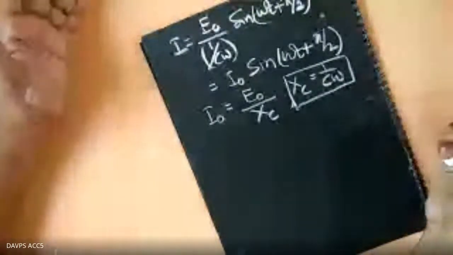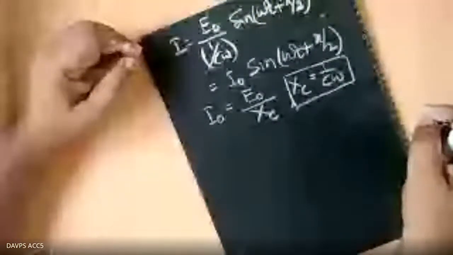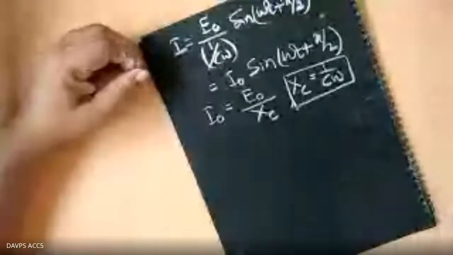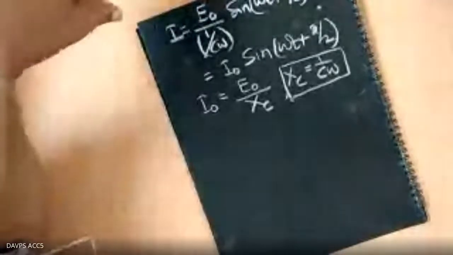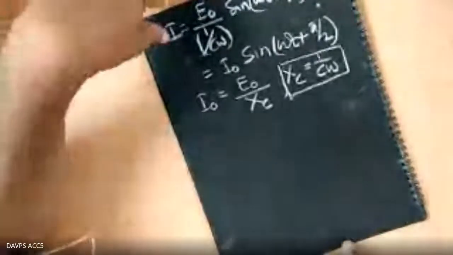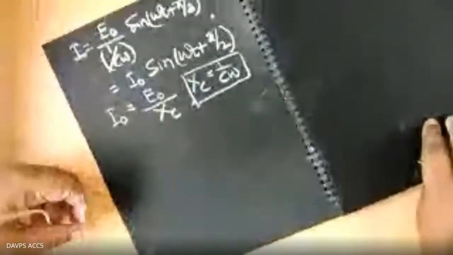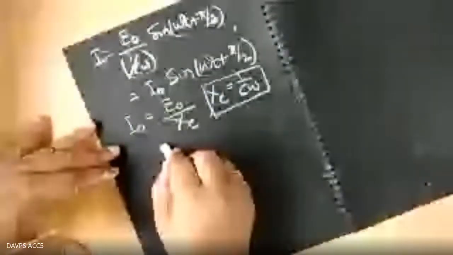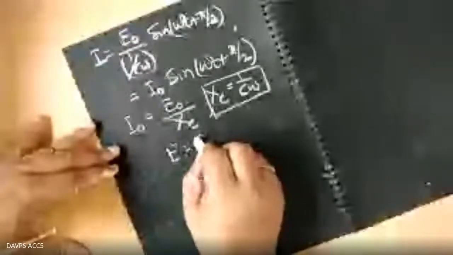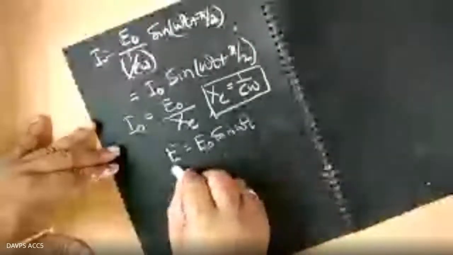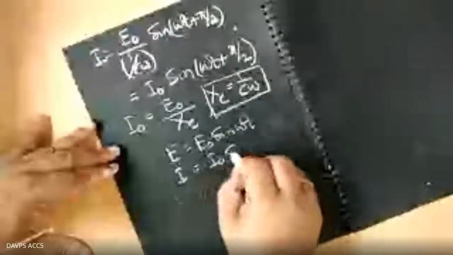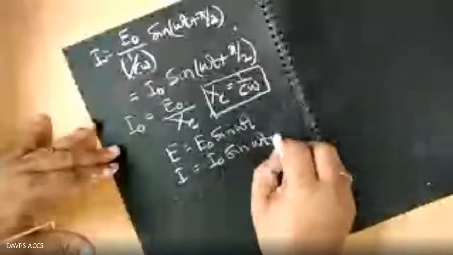And this unit is ohm, and this is the property of the capacitor connected in the AC circuit, which opposes the flow of applied current. That is the capacitive reactance. So finally we can write, we are supplying E equal to E naught sine omega t, and you are getting I equal to I naught sine omega t plus pi by 2.